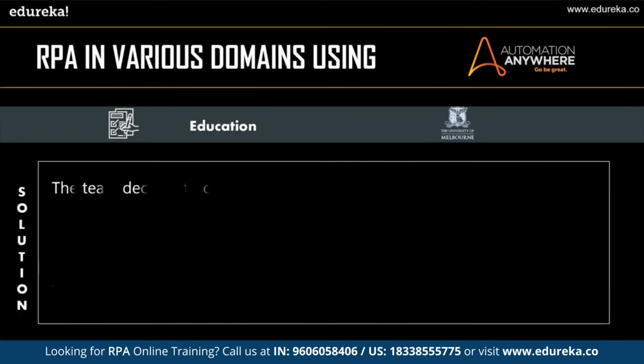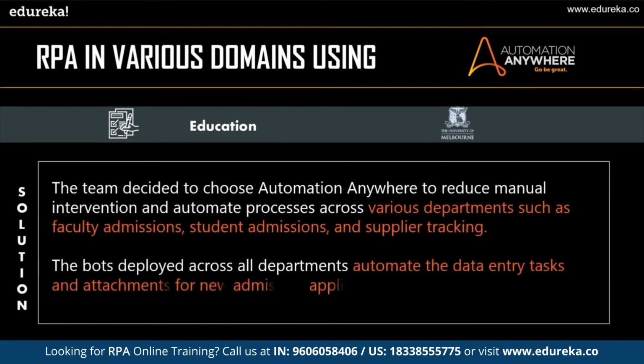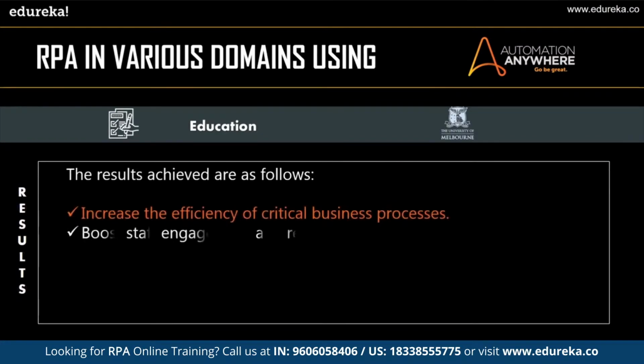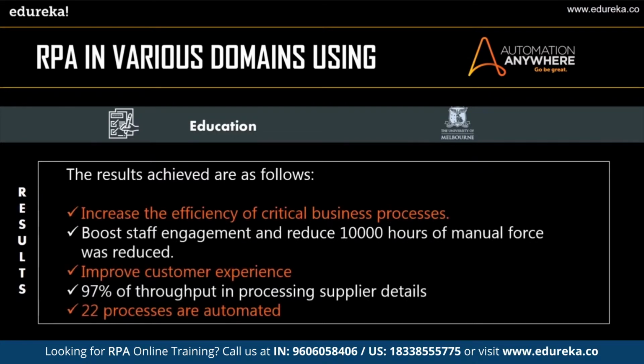So to overcome these challenges, the University of Melbourne decided to deploy bots to automate the processes of downloading individual attachments and consolidating with student results. They decided to choose Automation Anywhere to reduce manual intervention and automate processes across various departments such as faculty admissions, students admissions, and supplier tracking. All the bots deployed across all the departments would automate the data entry tasks and the attachments for new admission applications.